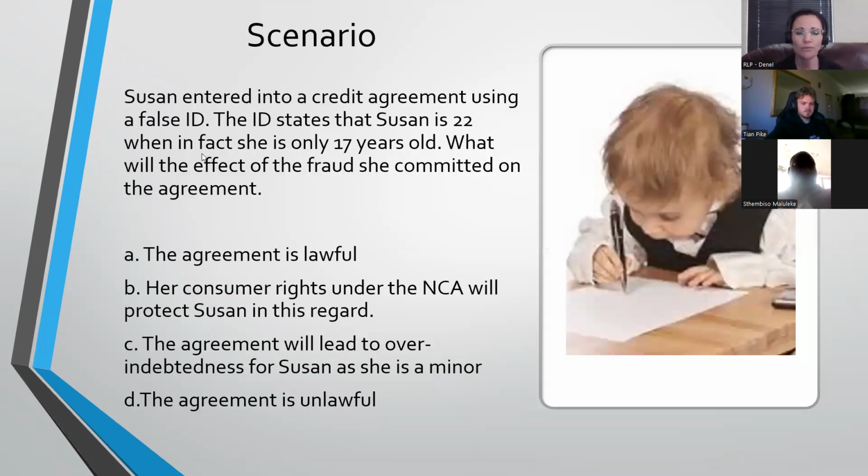Okay, cool. So now I'm giving you another scenario. Susan entered into a credit agreement using a false ID. The ID states that Susan is 22, when in fact she's only 17 years old. What will the effect of the fraud that she committed have on the agreement? Option A says that the agreement is lawful. Option B says her consumer rights under the National Credit Act will protect her in this regard. Option C says that the agreement will lead to over-indebtedness because Susan is a minor. And then option D says that the agreement is unlawful. Which one's correct?